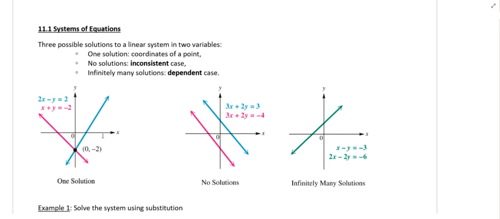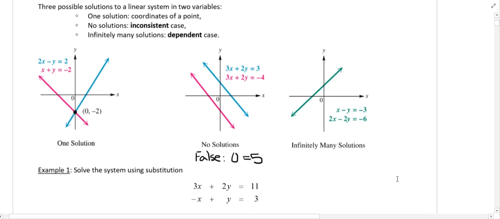You can have either one solution where your two lines are intersecting, no solution where the two lines do not intersect, or infinitely many solutions where they form the same line. And then just to make note here, for no solution, you're going to end up with a false statement. If you solve this algebraically, you'll get something like 0 equals 5, where all of your variables cancel out, but the numbers do not cancel out. And for infinitely many solutions, you're going to get a true statement.